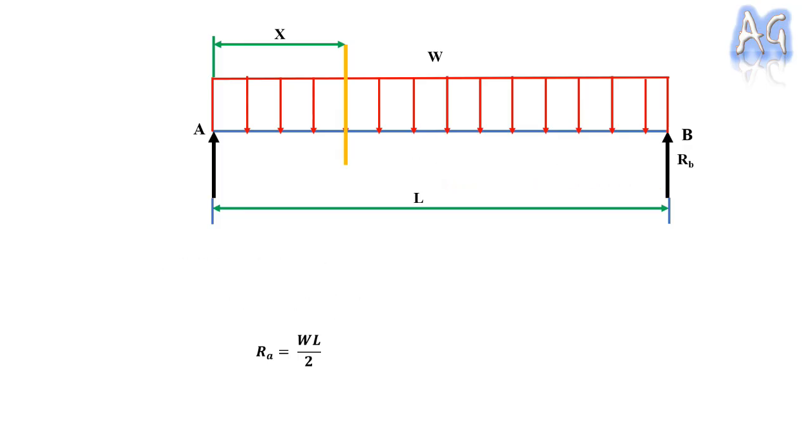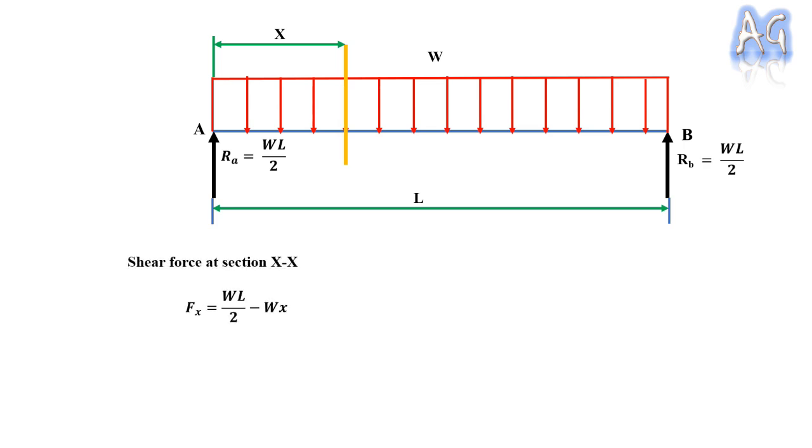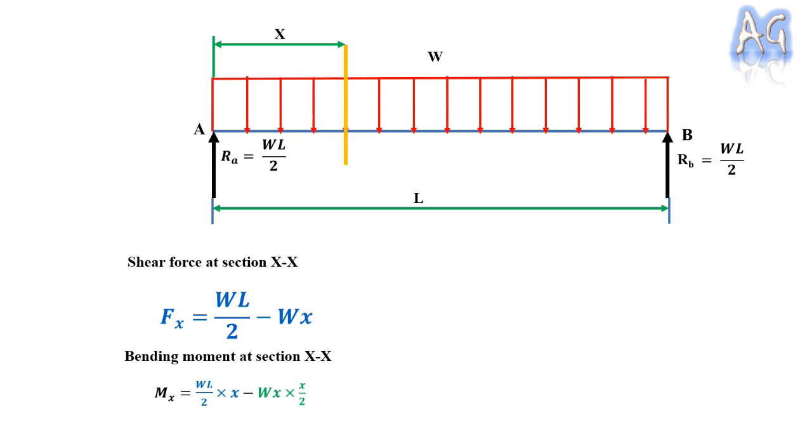Now let's see what the shear force and bending moment equations will be at section XX. From this figure we can write shear force Fx equal to WL by 2, that is the reaction acting at point A, minus Wx, that is coming due to the UDL load. And now the bending moment equation Mx will be WL by 2 into x, that is the moment in clockwise direction, and minus Wx into x by 2, this is acting in anti-clockwise direction. These are the shear force and bending moment equations at section XX.